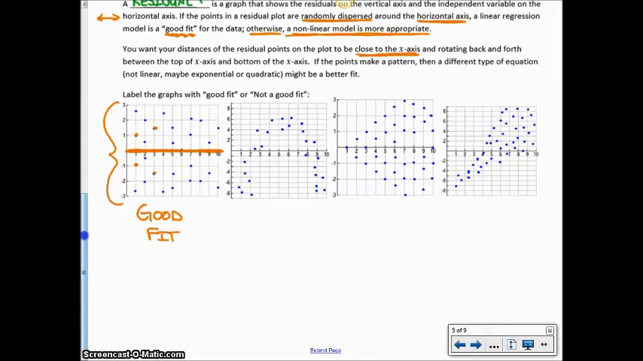Okay, so we look at the next one. And we can see that if you counted them, there would probably be about the same number above as below, but it looks like it creates a pattern. So they're not necessarily randomly dispersed. So I would say that this is not a good fit.